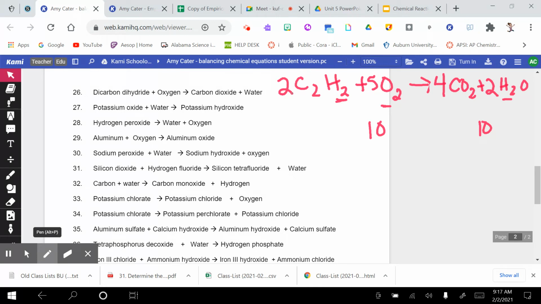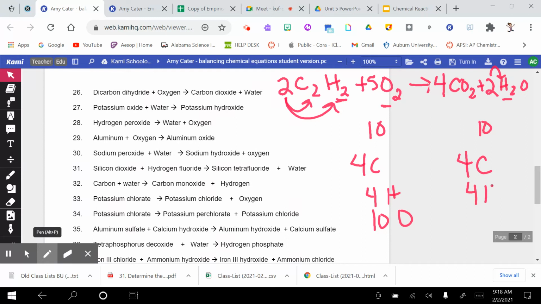Okay, so let's go back. This is where we got to double and triple check. Let's go back and make sure I have the same thing on both sides. 2 times 2 is 4 carbons. 2 times 2 is 4 hydrogens. 5 times 2 is 10 oxygens. Over here I have 4 times 1 is 4 carbons. 2 times 2 is 4 hydrogens. That's 8 plus 2 is 10 oxygens. It's all balanced. So that's the route you gotta go.